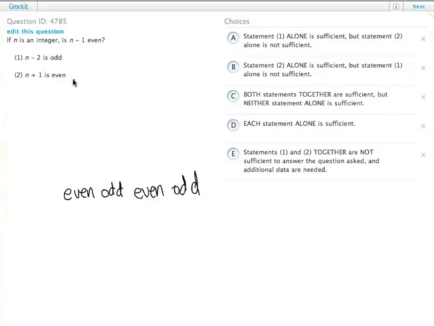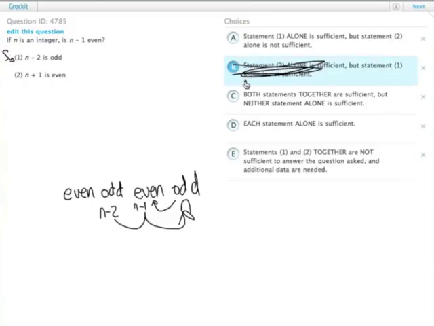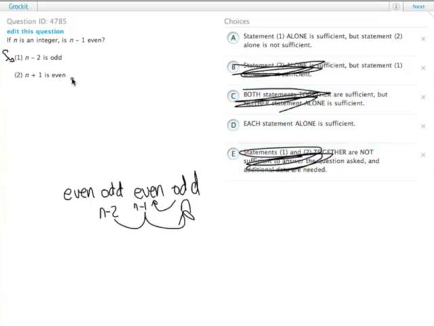Let's tackle those statements. N minus 2 is odd. So n minus 2, we can just map that out onto our thing here. N minus 2 is odd, so if we go forward 2, this must be where n is. N itself is odd. So this is enough to tell us that n minus 1, which would be back 1 in the other direction, is even. So this one is sufficient to tell us yes. So we can get rid of this one. It's not statement 2 alone, nor is it one of the ones where they're insufficient.